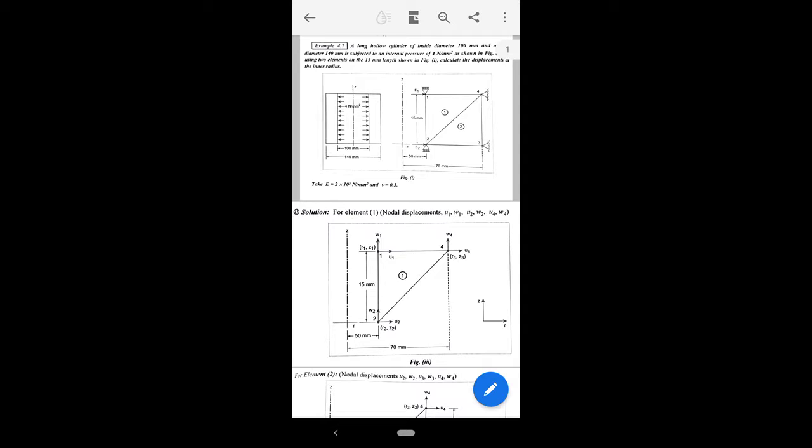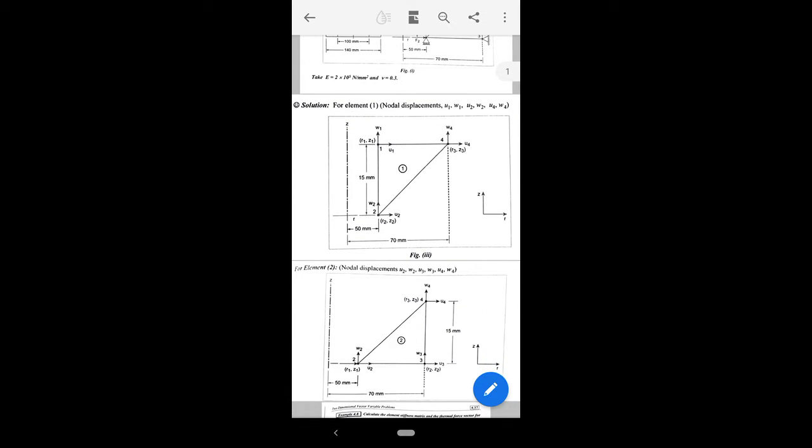In this problem, we divide the domain into triangular elements, and then we give the nodes 1, 2, 3, 4 and also the elements. The elements are defined in a circular order of numbers. Here we define the coordinates r and z. First you take the first element. After that you take the second element.